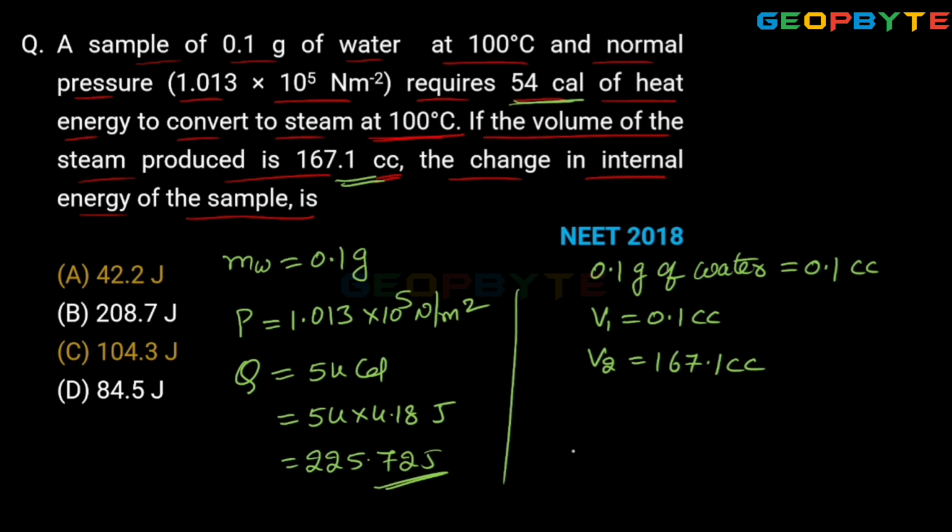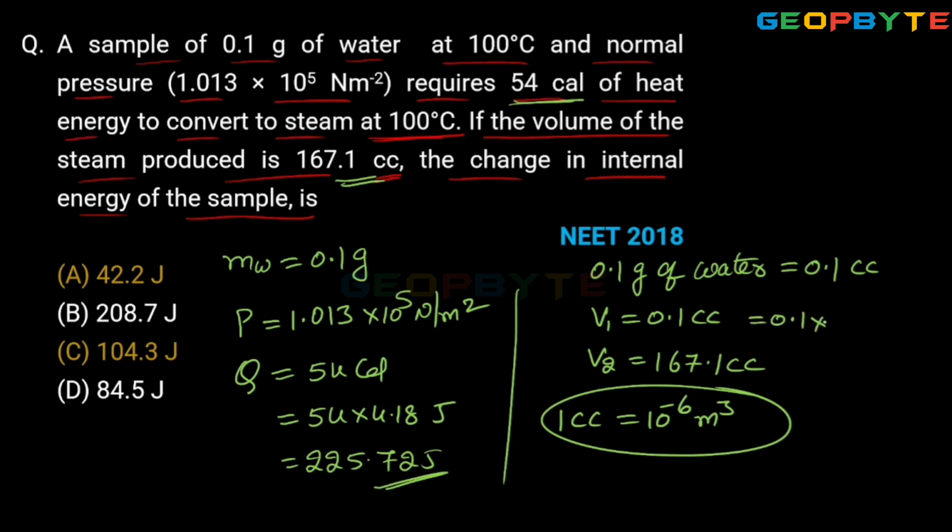Okay. Now remember 1 cc equal to 10 power minus 6 meter cube. That means to convert from centimeter cube to meter cube, it should be multiplied with 10 power minus 6. Therefore, it is equal to 0.1 into 10 power minus 6 meter cube. The other one also, 167.1 into 10 power minus 6 meter cube.